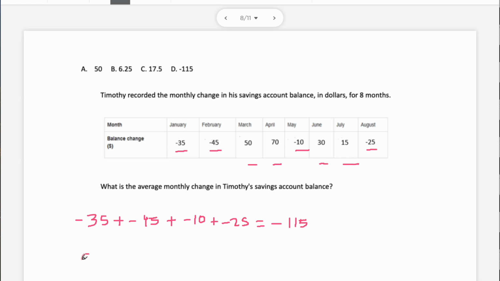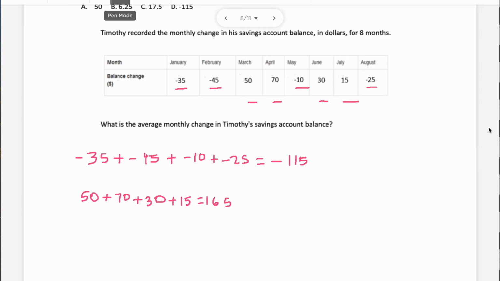And then now let's do the deposits, the positives. So we have 50 plus 70 plus 30 plus 15. Okay, so 50 plus 70 plus 30 plus 15 is 165. And then you're going to take both of these values. So 165 minus 115, because it's negative, gives us 50.